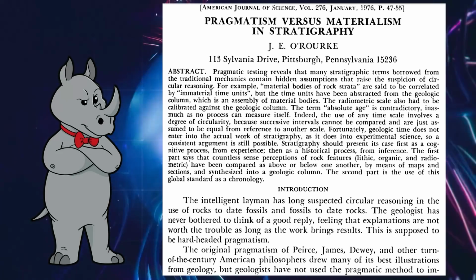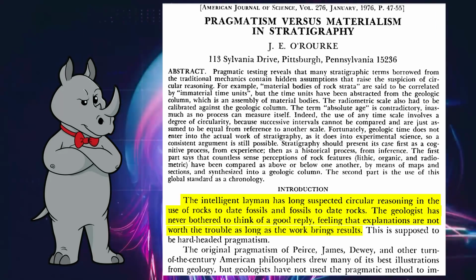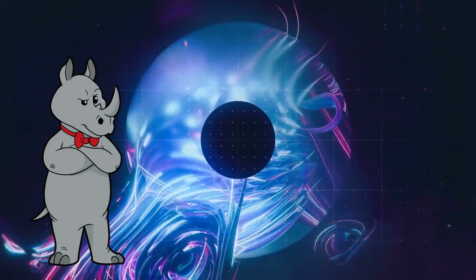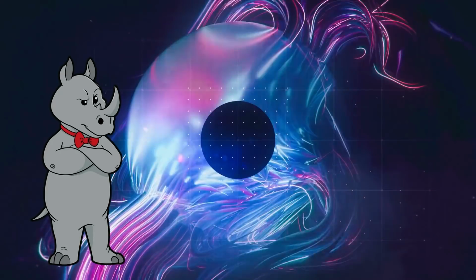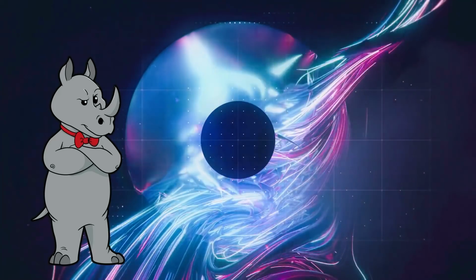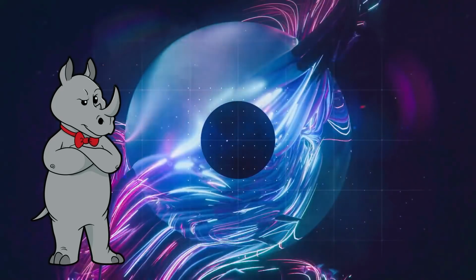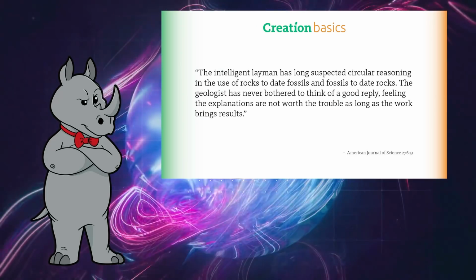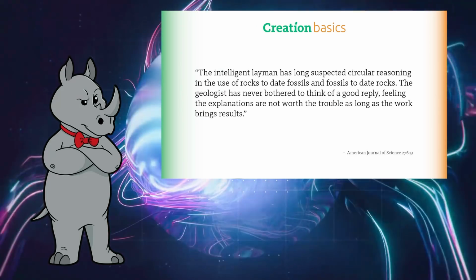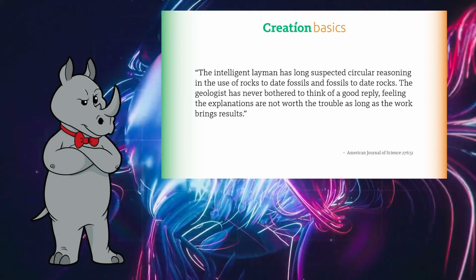That quote is the first sentence of the article "Pragmatism versus Materialism in Stratigraphy." It's not a particularly well-written article, and I'm not going to read through the whole thing to try and parse out what point he was trying to make, but really, the main problem with using this quote to point out that using index fossils is circular reasoning is right in the quote as AIG presents it: "feeling the explanations are not worth the trouble as long as the work brings results."